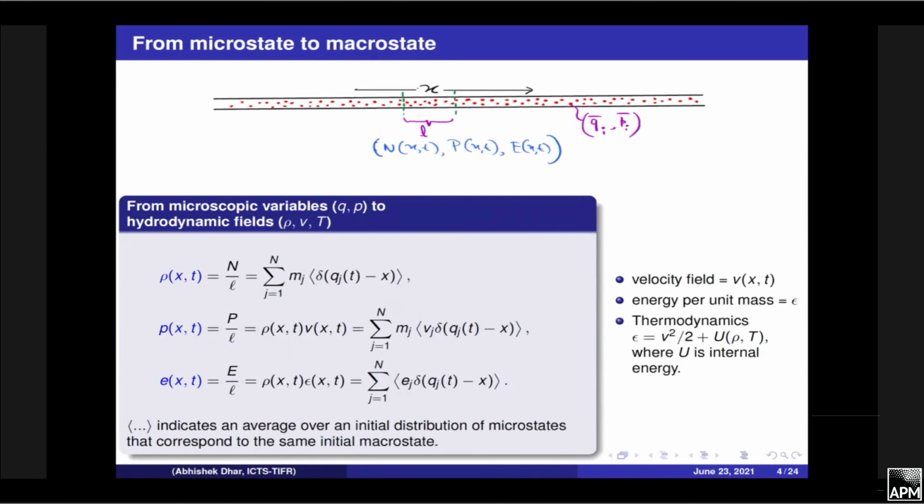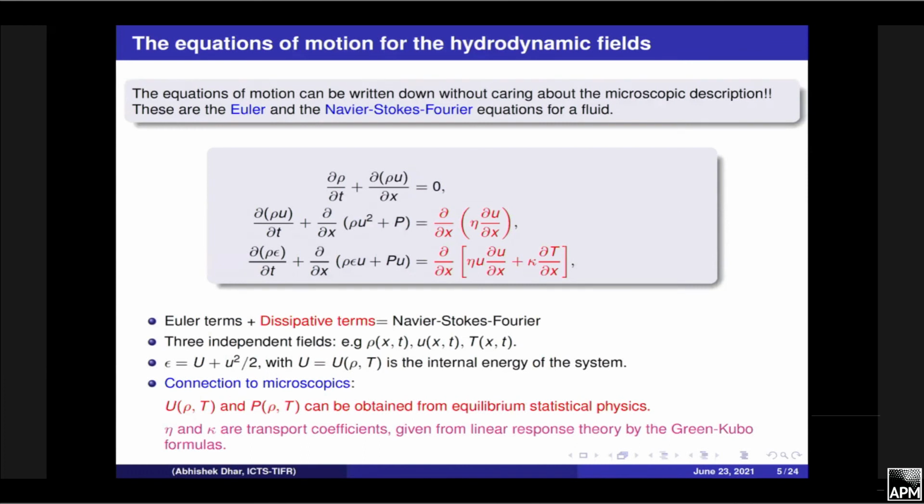And then what we know is that these three fields satisfy the hydrodynamic equations, which are either the Euler equations or the Navier-Stokes-Fourier equations. These equations were of course written down without really caring about the microscopic derivation, so they were just written phenomenologically. These are basically equations of conservation of the three fields. The first equation is conservation of particles, this is conservation of momentum, and this is conservation of energy.